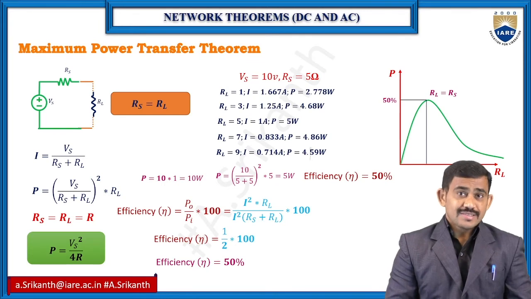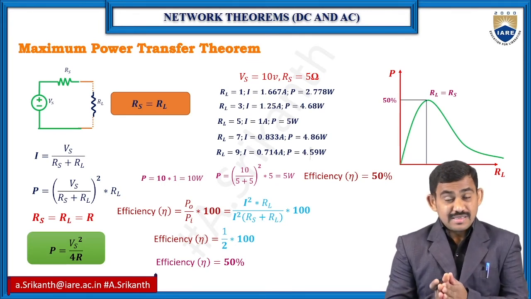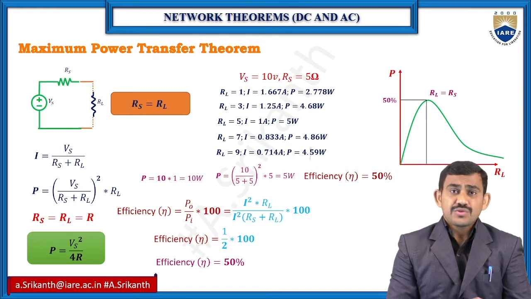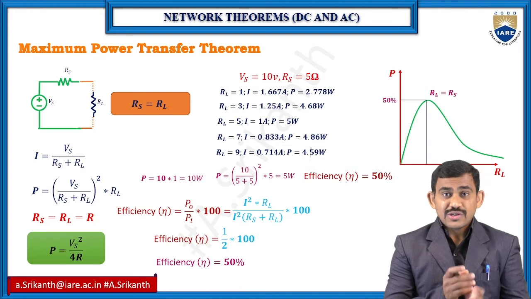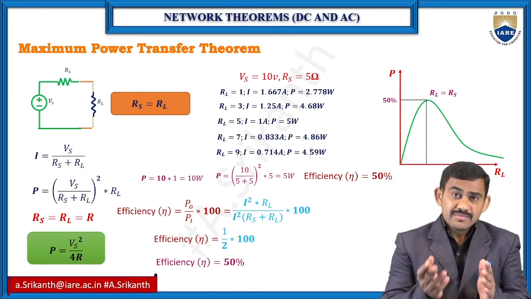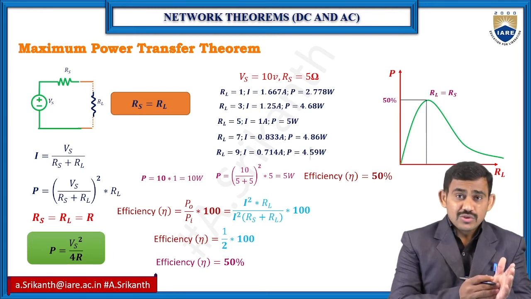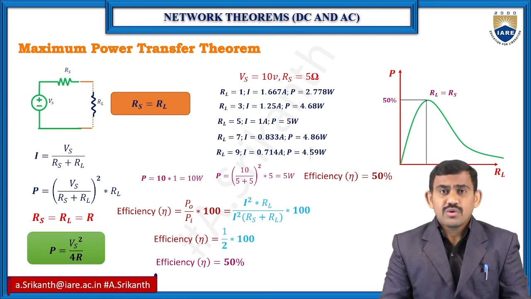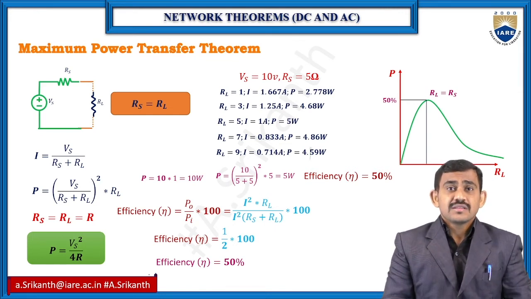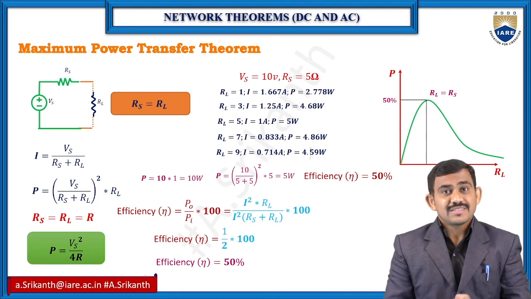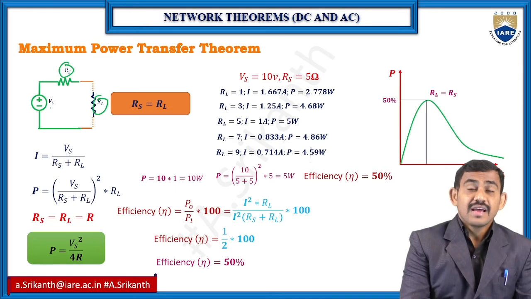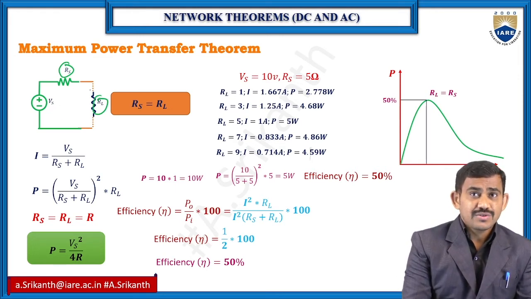Coming to the maximum power transfer theorem. We transfer the maximum power to a particular place. Which place is that? That place is your load. From where? From your source to your load. So we can transfer the maximum power to the load when the source resistance is equal to the load resistance.